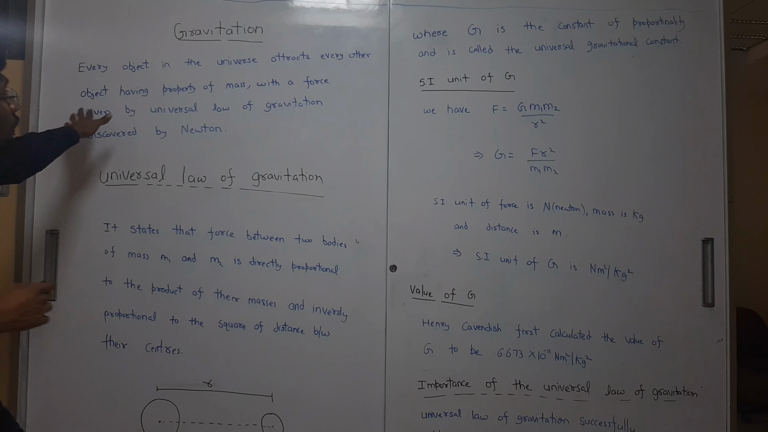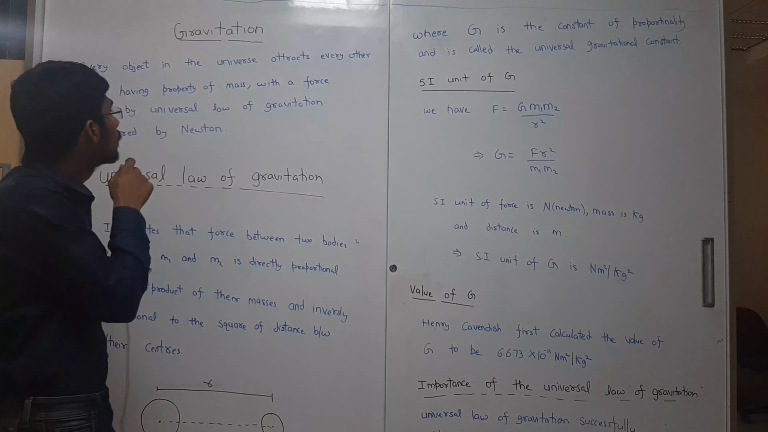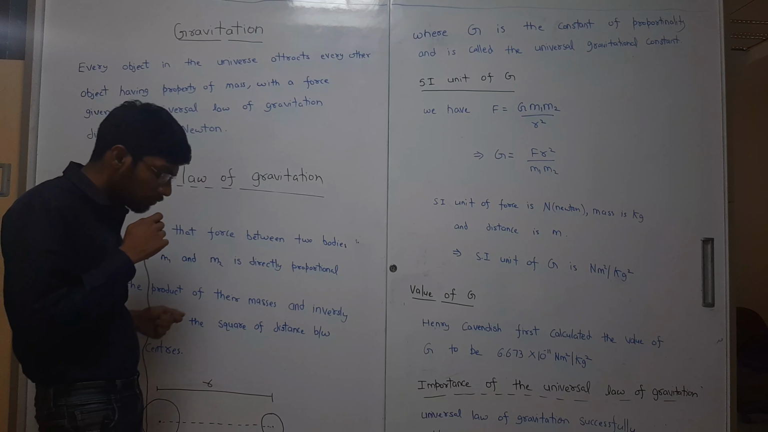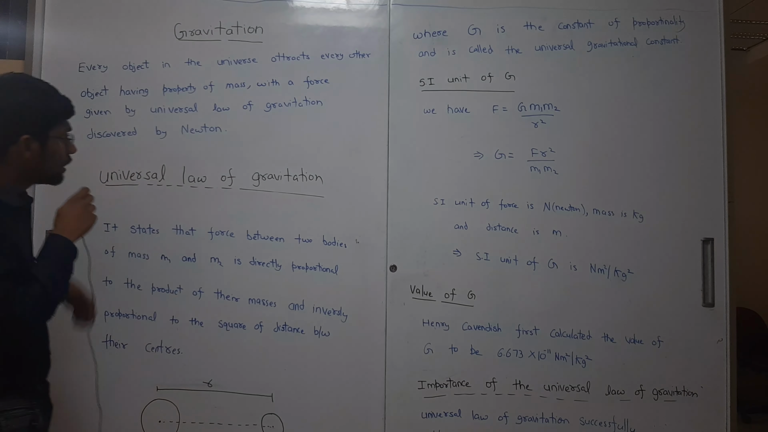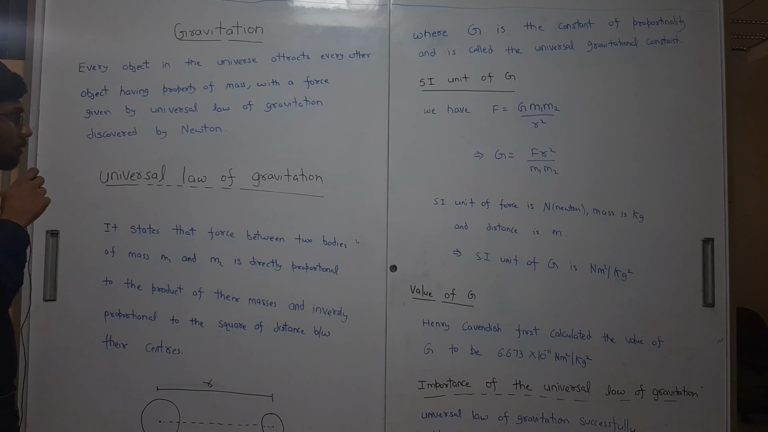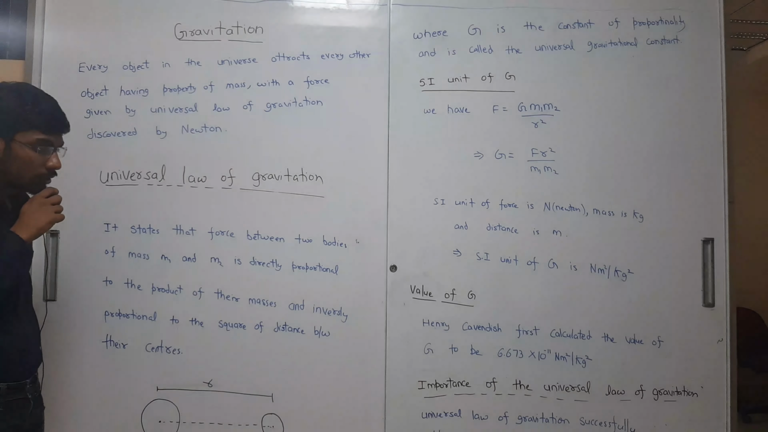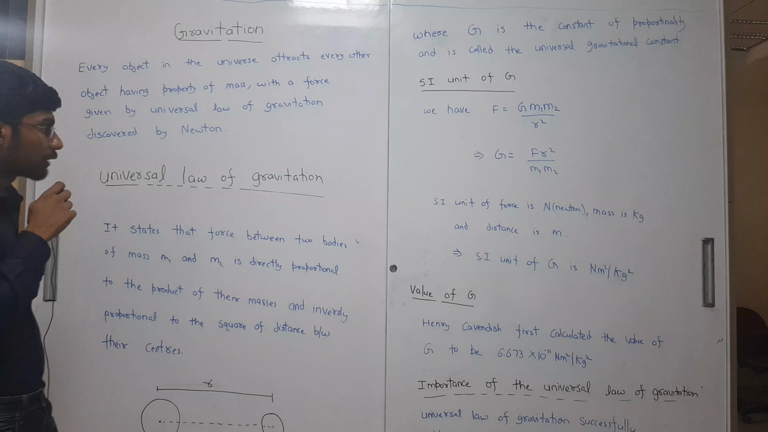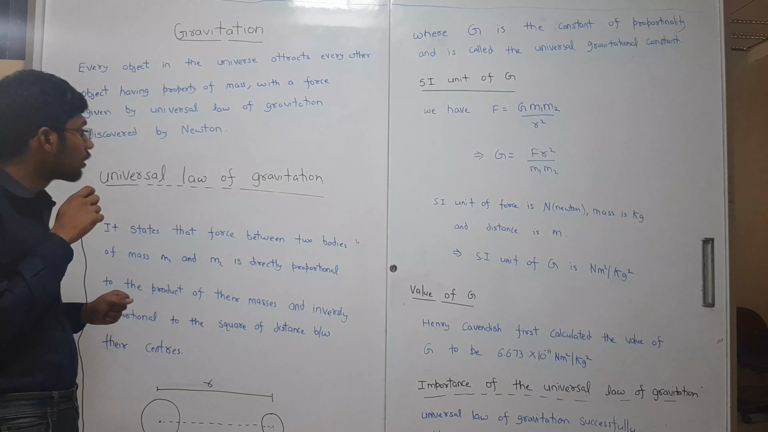Every object in the universe attracts every other object having the property of mass with a force given by the universal law of gravitation discovered by Newton. So, Newton was the person who actually discovered this law.